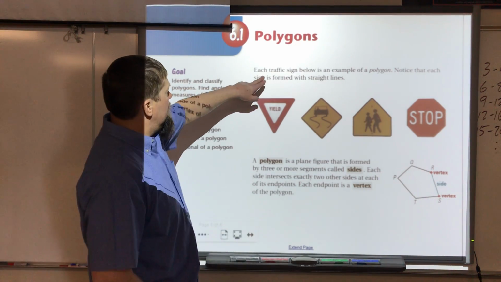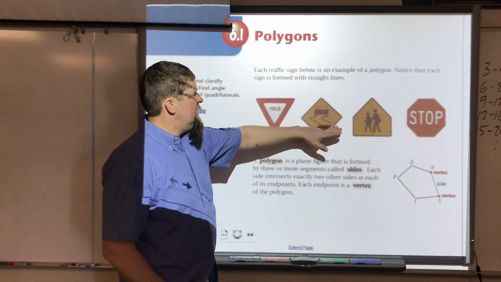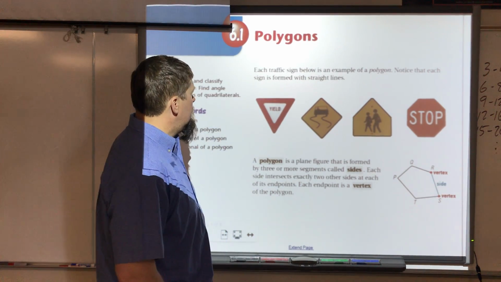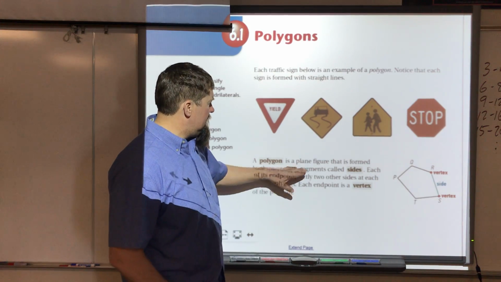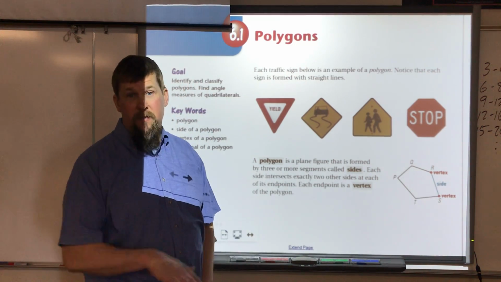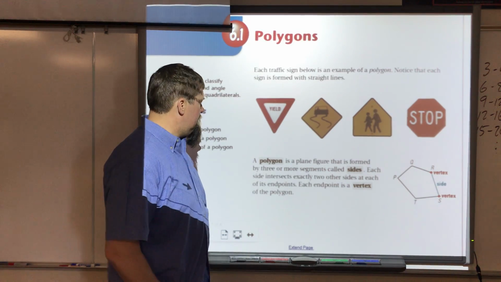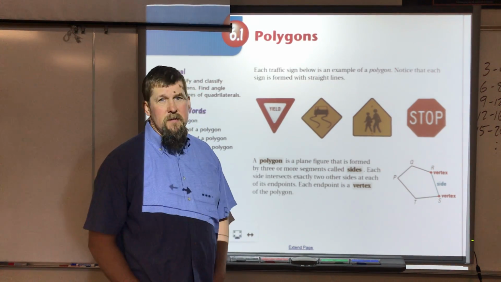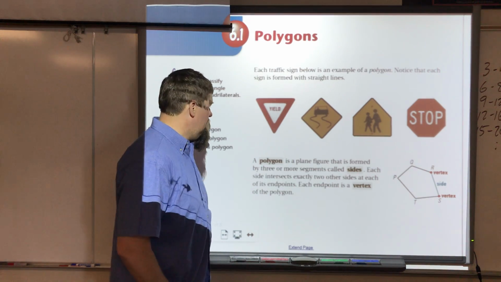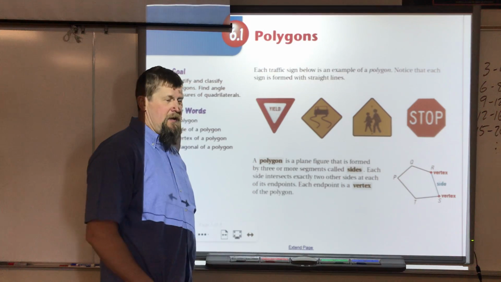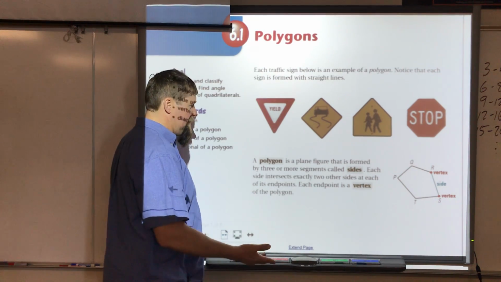Okay, 6.1 is on polygons. If you notice, each traffic sign is an example of a polygon. A polygon is a plane figure, meaning it's a figure on a flat surface, a plane, that is formed by 3 or more segments called sides. Each side intersects exactly 2 other sides at its endpoints.